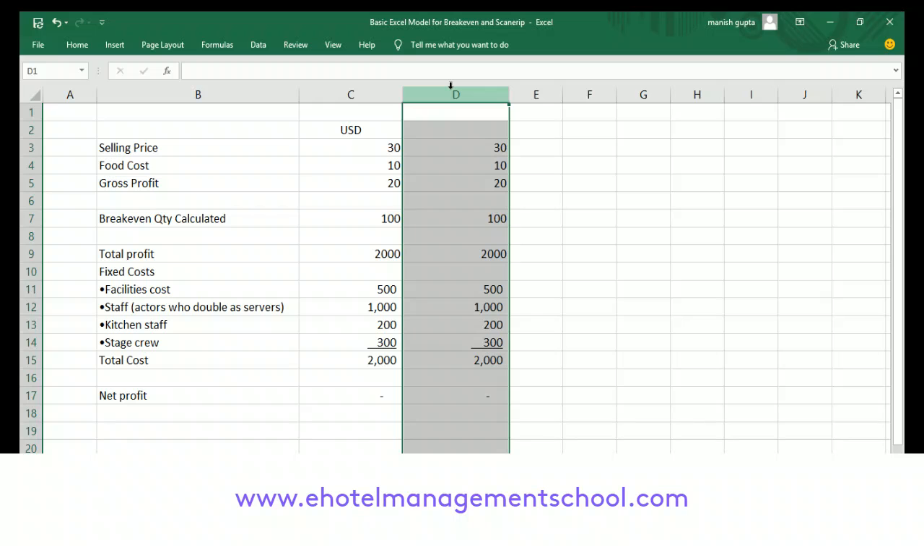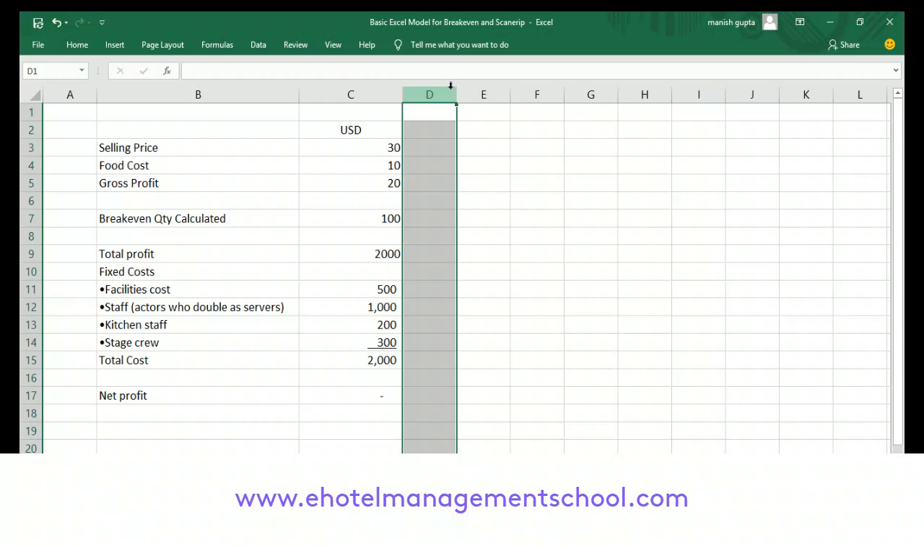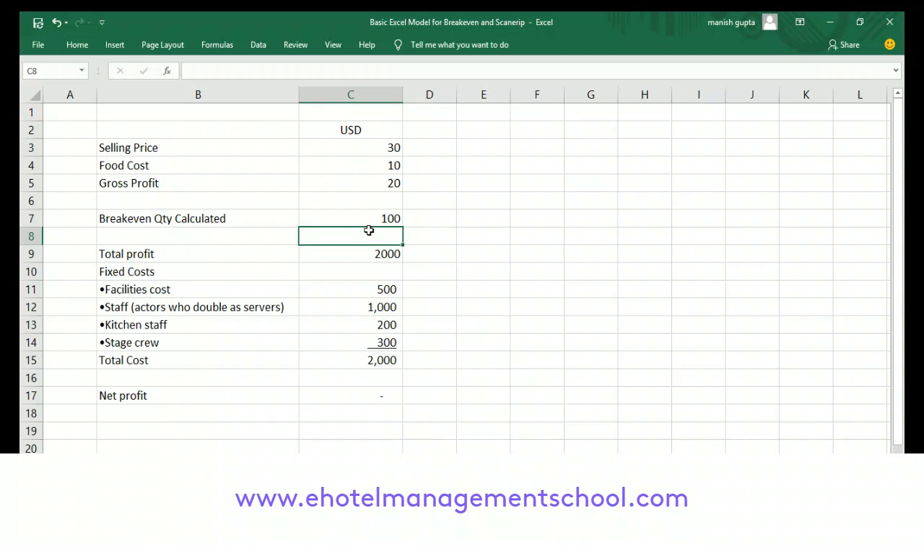When you are estimating the numbers, you need to think critically. If my number of units is less, if I'm able to sell only, let's say, 50 units, obviously I'm at a loss of 1000 now. So there are only two ways I can reduce this loss: either reduce my fixed cost from 2000 to 1000, then it becomes zero, or I need to increase my contribution margin.